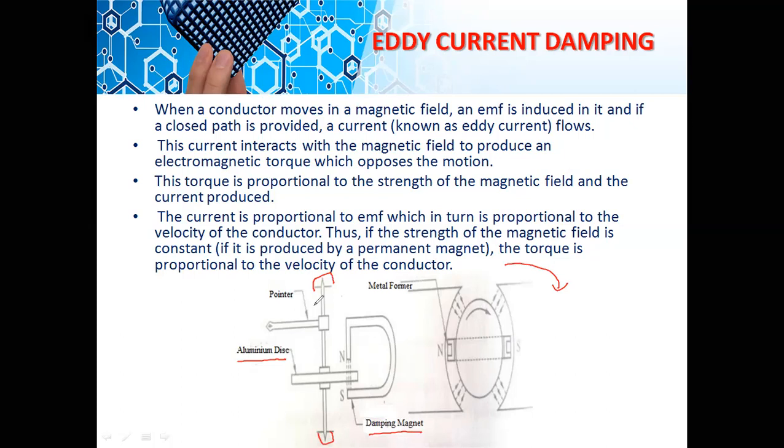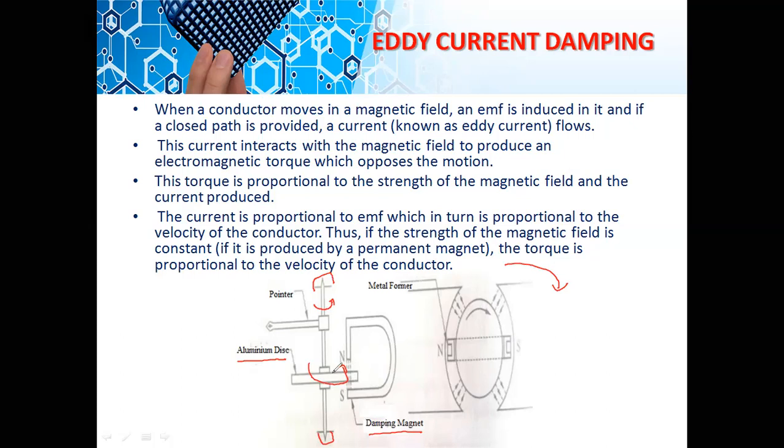Say our pointer, or say a spindle, is moving in a counterclockwise direction. So the disc should also rotate in this manner, and the disc is made up of aluminium, and aluminium is a conductor, and you can see that there is a damping magnet here. There is a magnetic field. So when a conductor aluminum disc is moving, it is like a conductor moving in a magnetic field. So when a conductor is moving in a magnetic field, it cuts the magnetic field.